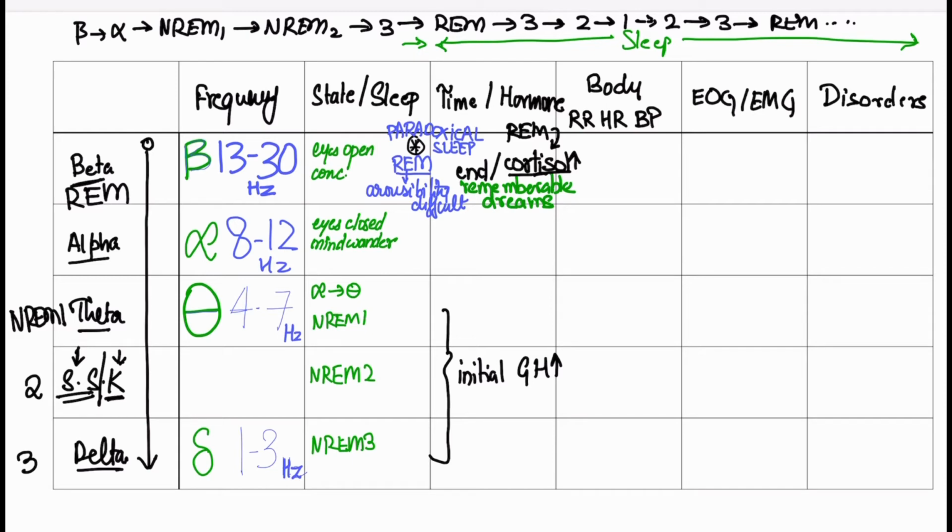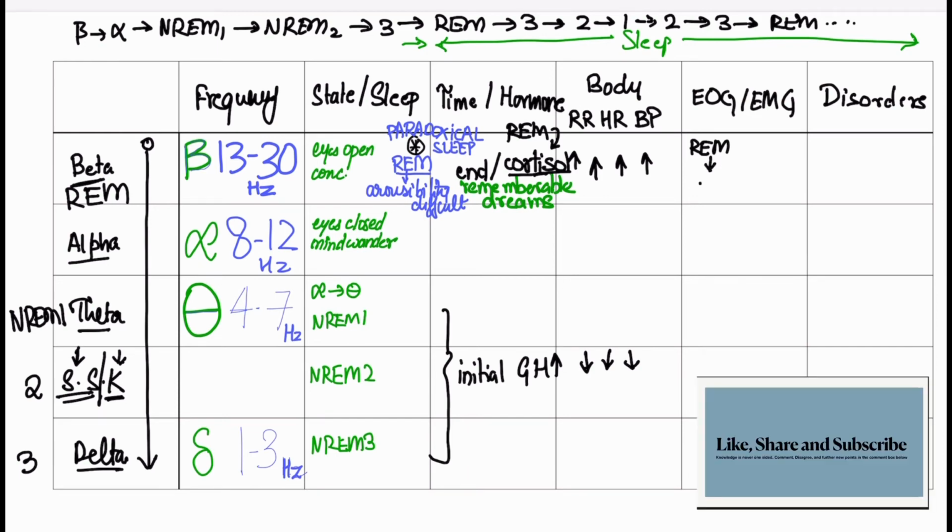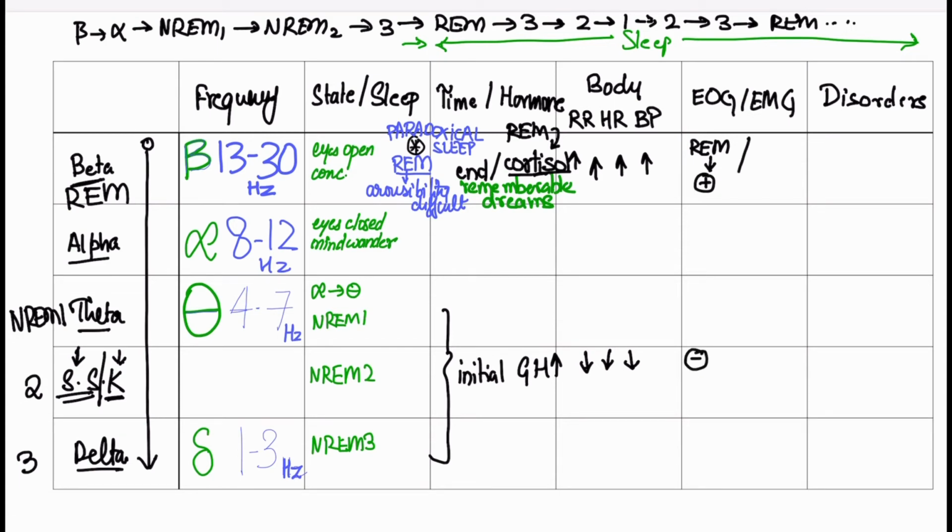Because waking up is difficult, waking up is a stressful thing, cortisol is increased, the respiratory rate, heart rate and BP are increased, and here all of these are decreased. If you see the electrooculogram in REM sleep, the eye movement is here, rapid eye movement, so the electrooculogram will show waves, and over here there will be no waves. REM sleep has loss of tone such that the patient is not able to enact his dream. Loss of tone is present, so the electromyogram will be negative, and here it will be positive.